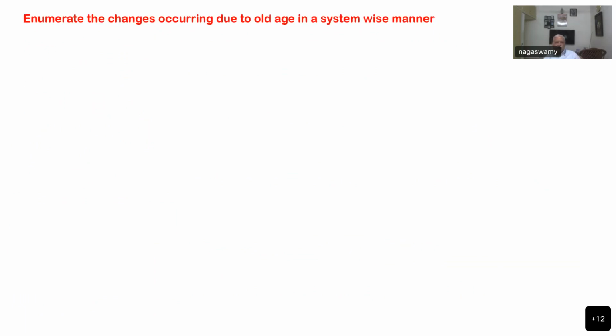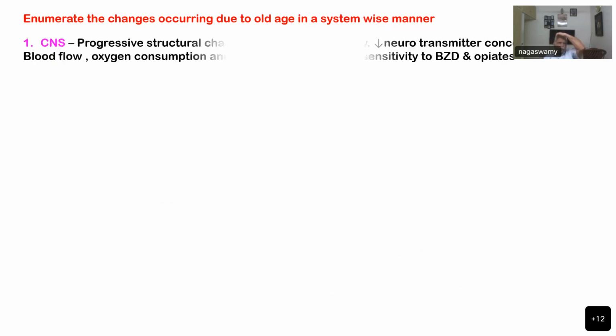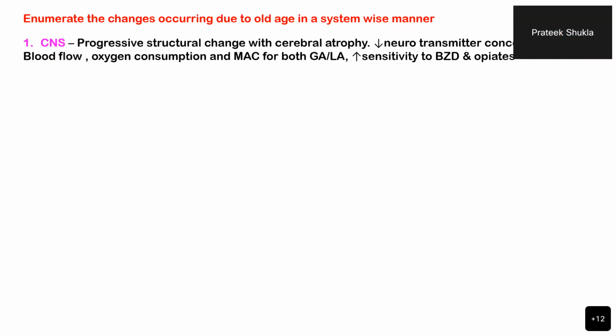What are all the changes that happen in the various systems? Geriatric anesthesia knowledge. What changes happen in cardiovascular system? What changes happen in respiratory? What changes happen in renal, metabolic, thermoregulation, musculoskeletal? Sir, cardiovascular myocardium thickening, stiffness.